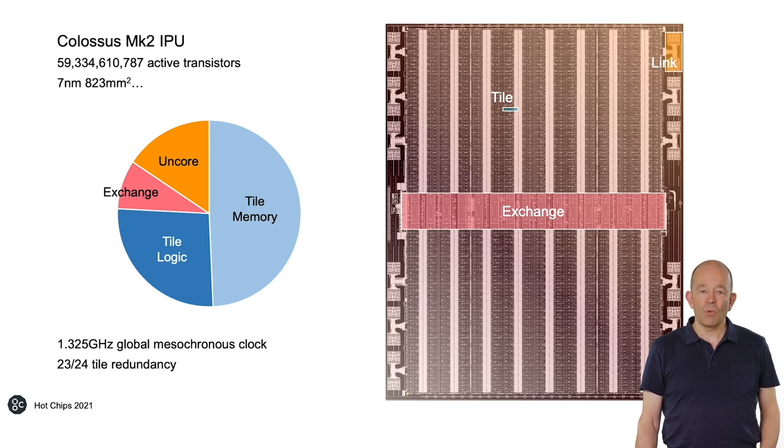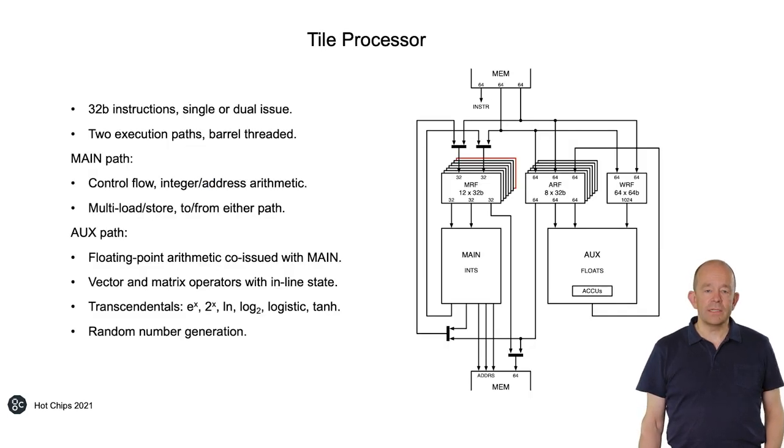The chip clocks at 1.325 gigahertz, logically synchronous, but electrically mesochronous. In order to get good yield with such a huge die, it's highly repairable, of course. There is one spare tile for every 23 working, and many other repairability aspects. So let's dig into the chip.